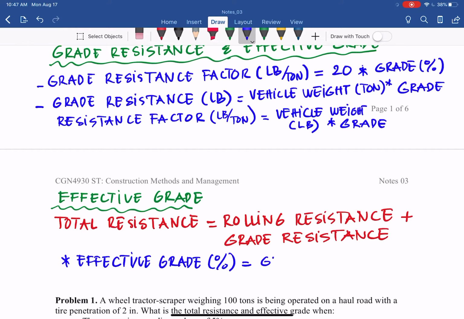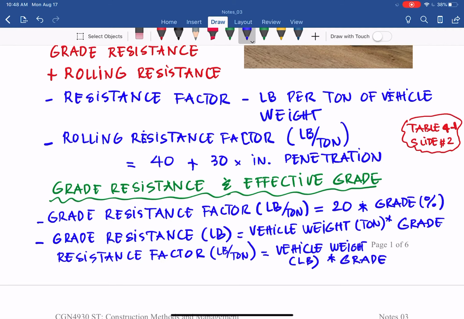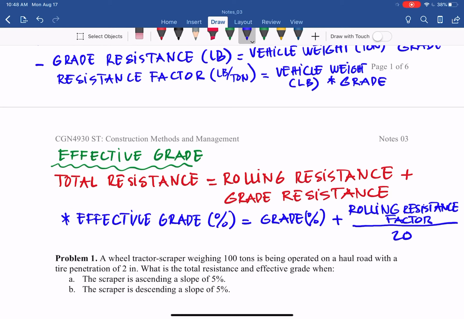grade percent, that is the geometric slope of the road that the equipment rolls on, plus the rolling resistance factor that we determined earlier, and then we divide by 20. Divide that rolling resistance factor by 20. And we have the rolling resistance factor here on the table from the one that we talked about earlier. So we can get the effective grade that considers both rolling resistance and grade resistance.